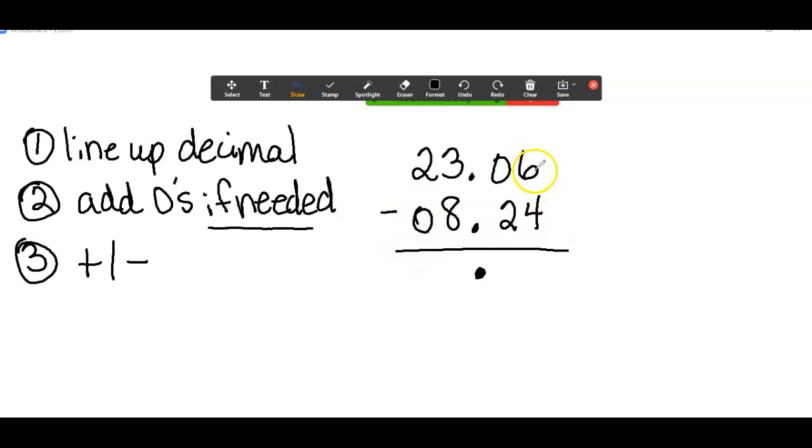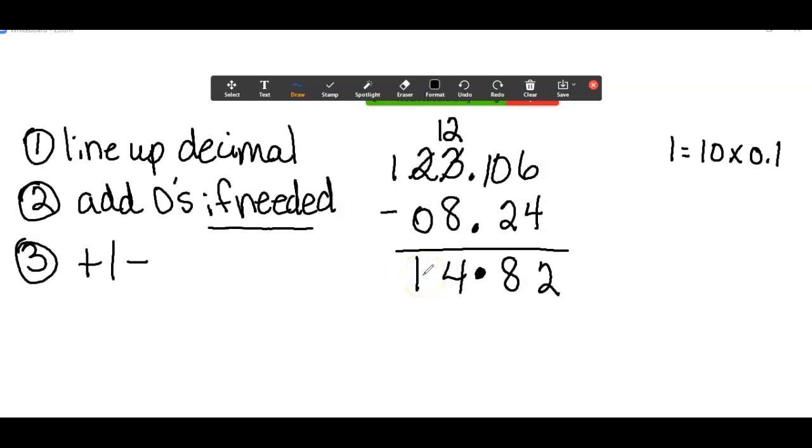So now I subtract. Well, 6 minus 4 is 2. I cannot do 0 minus 2. So I need to borrow a 1. Okay, this is the 1 spot. So I'm borrowing a 1. 1 is equal to 10 tenths. Okay, so I'm putting 10 tenths here. 10 tenths minus 2 tenths is 8 tenths. Well, now I need to do 2 minus 8, and I can't do that. So I take a 10 and add it here. 12 minus 8 is 4, and then I have 1 left over.